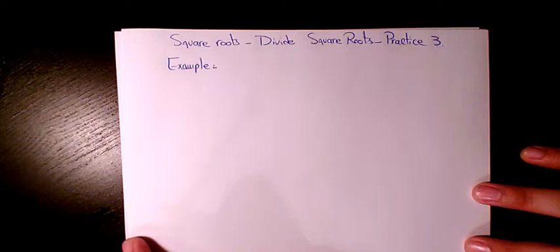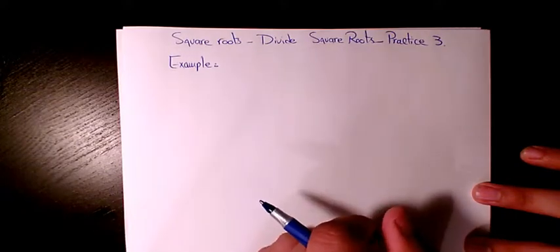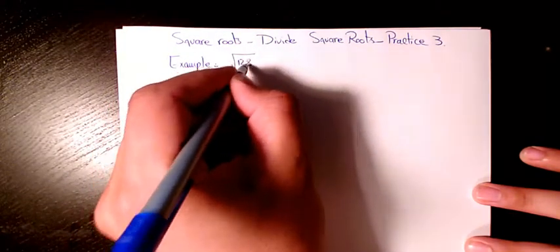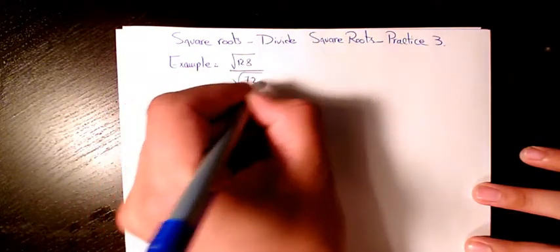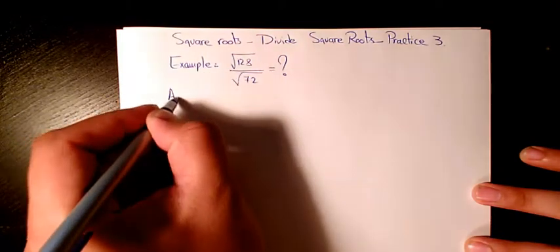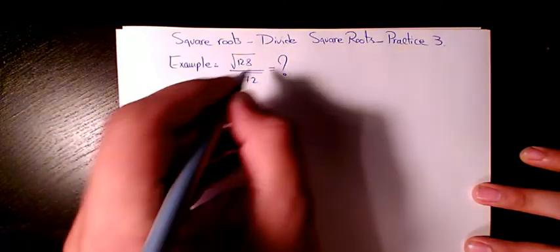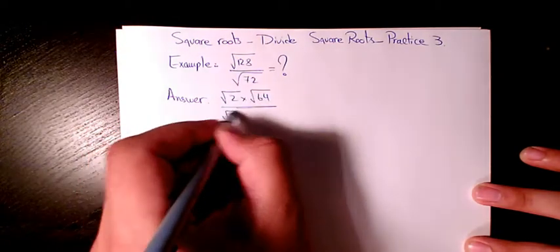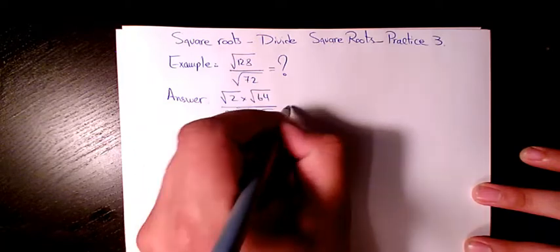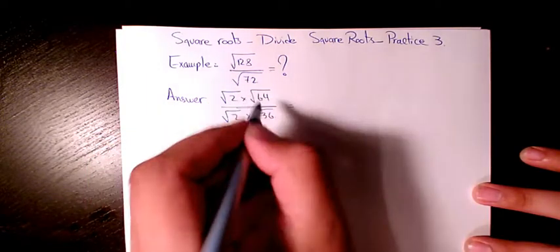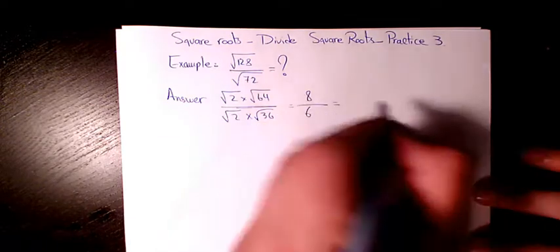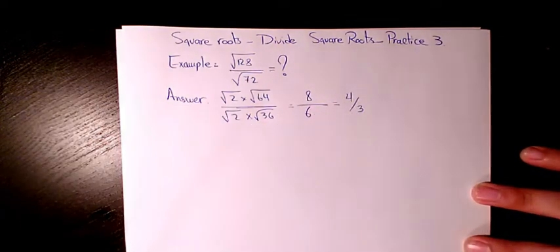Welcome to my channel. In this video I want to give you more examples regarding dividing square roots. The first example is the square root of 128 divided by the square root of 72. The answer is: 128 is 2 times 64. 72 is 2 times 36. These two cancel out. The square root of 64 is 8. The square root of 36 is 6. 8 divided by 6 is 4 divided by 3.